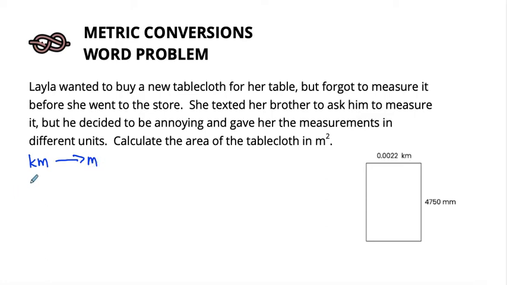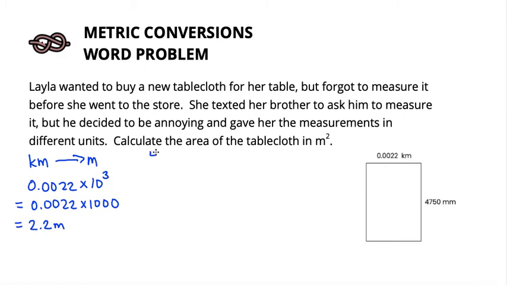So when I'm moving from a larger unit to a smaller unit, I need to multiply. So I'm taking my 0.0022 and I'm timesing by 10 to the exponent 3. But 10 to the exponent 3 is 10 times 10 times 10. So I'm actually multiplying by 1,000. And I can just simply use my calculator for this, or I could move my decimal point, whatever is easier for you. And it gives me an answer of 2.2 meters.